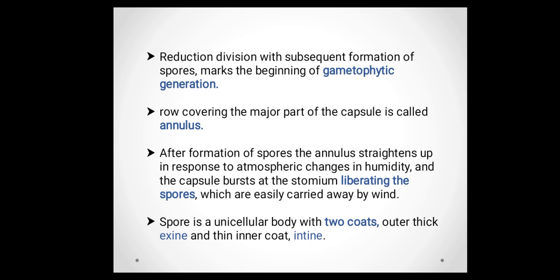Reduction division of each spore mother cell leads to the formation of spores. That is the stage we mark as the beginning of the gametophytic generation. The capsule is covered by a row of cells called the annulus. After spore formation, in response to atmospheric or environmental conditions, the stomium bursts, liberating the spores for the prothallus formation.